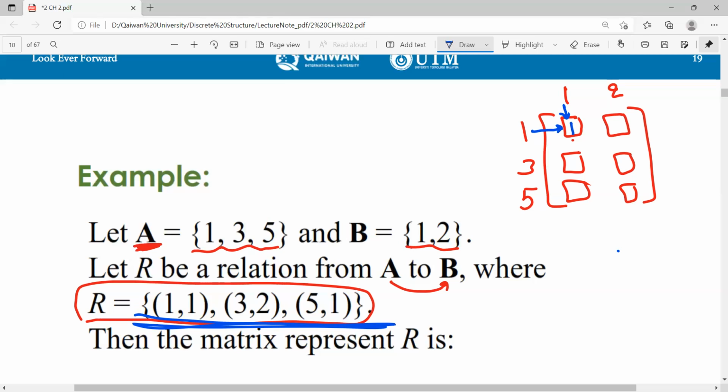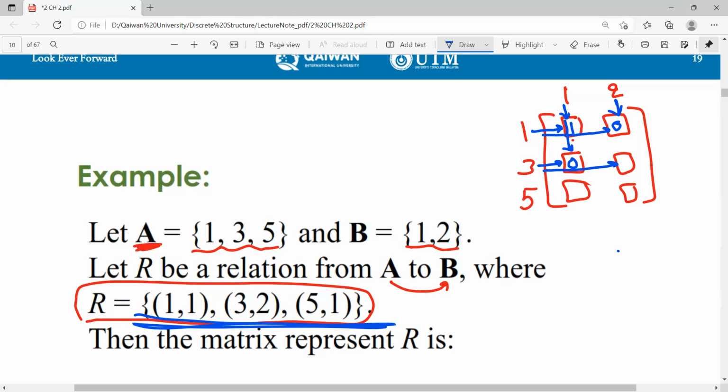How about this element, which represents 1 and 2? Do we have 1 and 2? No, we have no 1 and 2 in the relation. So you write down 0 here. How about this one? 3 and 1. Do you have 3 and 1? No. So you just write down 0.